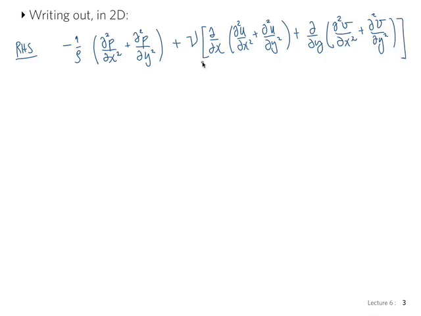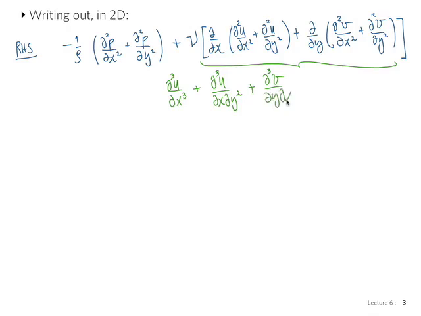Okay, so let's look at this guy and write it out. Third partial of u with respect to x plus third partial of u with x and 2 y's plus third partial of v with y and 2 x's plus finally third partial of v with respect to y.